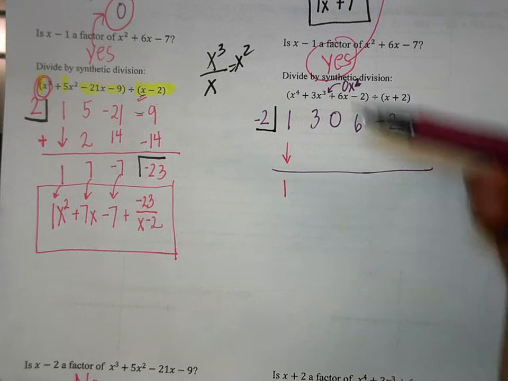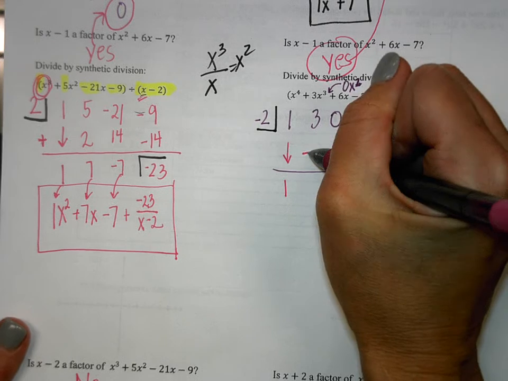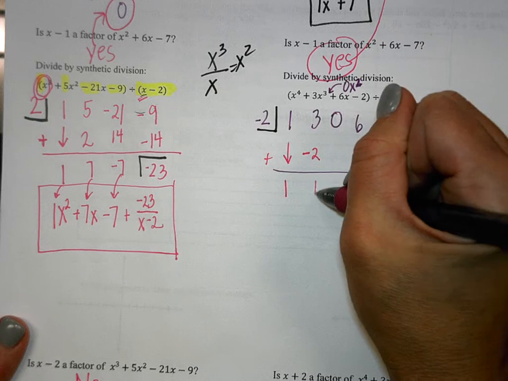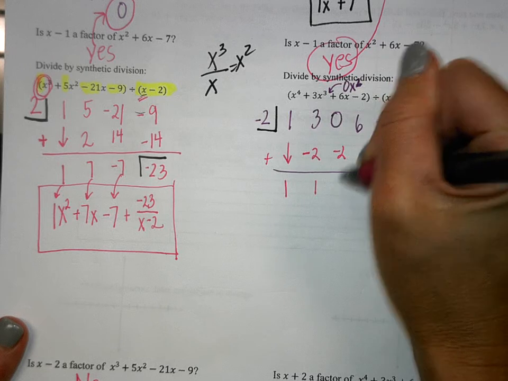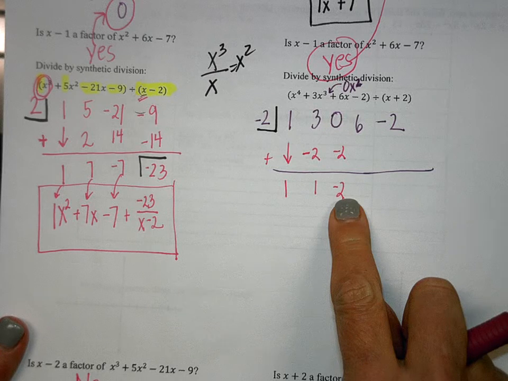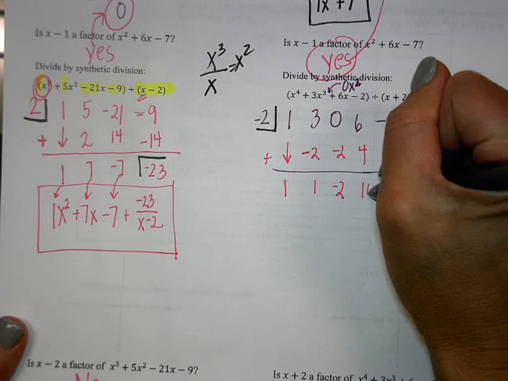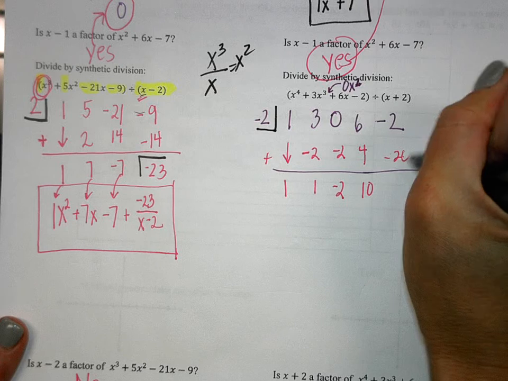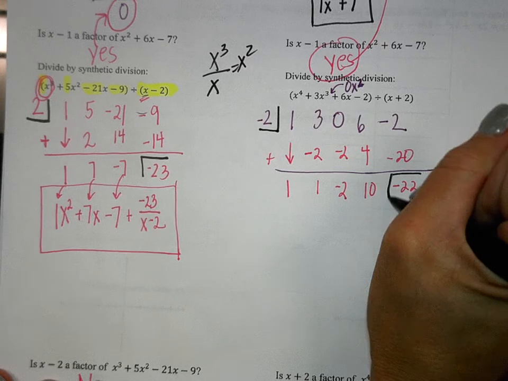So, we bring down the 1. 1 times negative 2 is negative 2. When we add down, 3 and negative 2 makes 1. Okay. 1 times negative 2 is negative 2. Add down. What's 0 and negative 2? Negative 2. Negative 2 times negative 2 makes a 4. Add down and you get 10. 10 times negative 2 is negative 20. We add down and we get negative 22. And this value is my remainder.